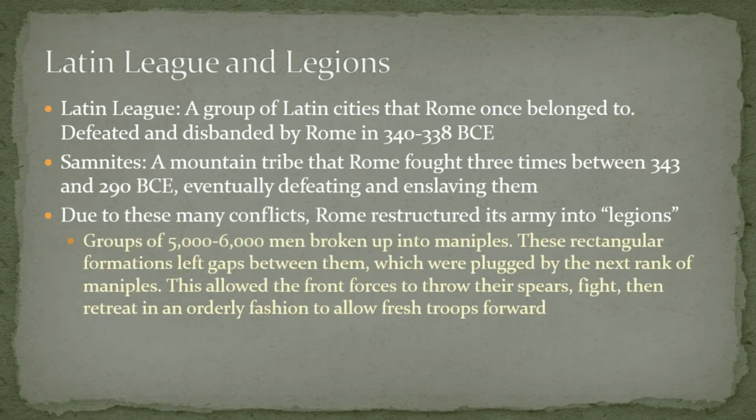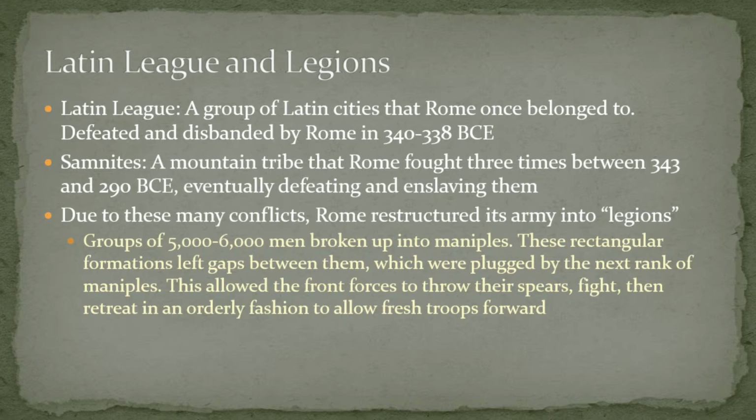Now, in addition to Cincinnatus, all of this warfare made Rome have to do a little bit better than just phalanxes. The Romans evolved their military into legions. This was 5,000 to 6,000 men, broken up into what were known as maniples. I've got an image of a legion so I can show you what they're talking about here.